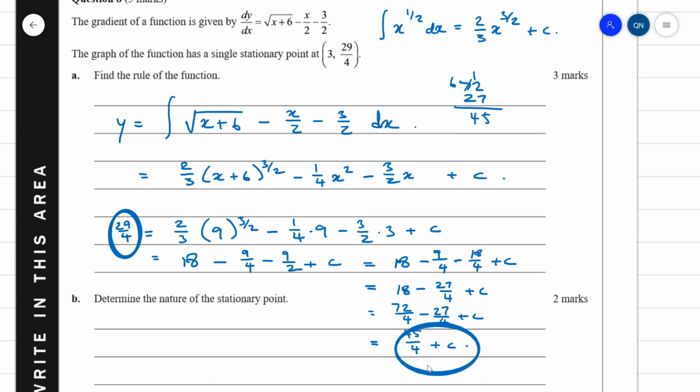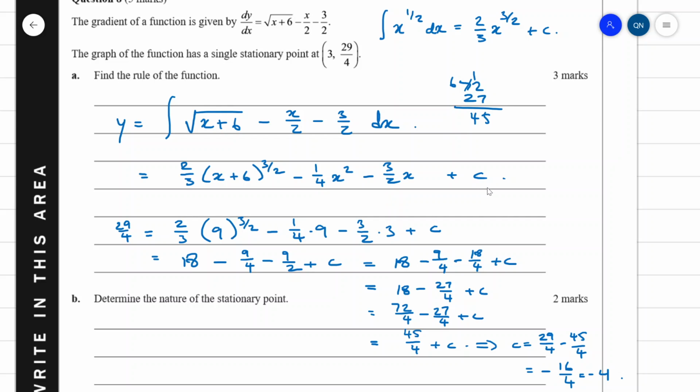So let's just subtract 45 on 4 on both sides and see what we get. So c is equal to 29 on 4 minus 45 on 4. And that is going to be equal to... I have to do it again. So that's just going to be negative 16 on 4, I think. That's negative 4. That is ridiculous there. Hopefully negative 4 is correct.